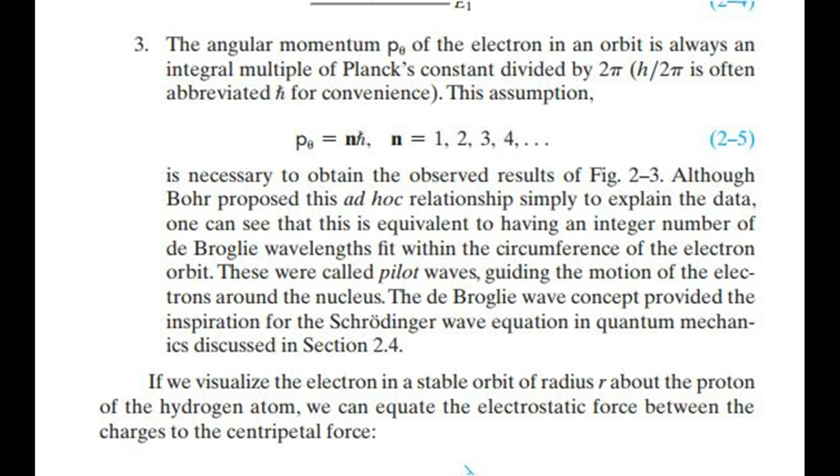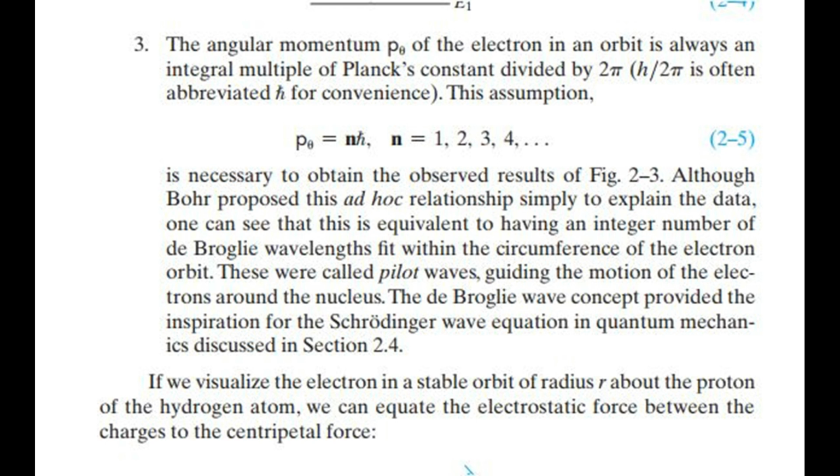Although Bohr proposed this ad hoc relationship simply to explain the data, one can see that this is equivalent to having an integer number of de Broglie wavelengths fit within the circumference of the electron orbit. These were called pilot waves, guiding the motion of the electrons around the nucleus. The de Broglie wave concept provided the inspiration for the Schrödinger wave equation in quantum mechanics, discussed in section 2.4.